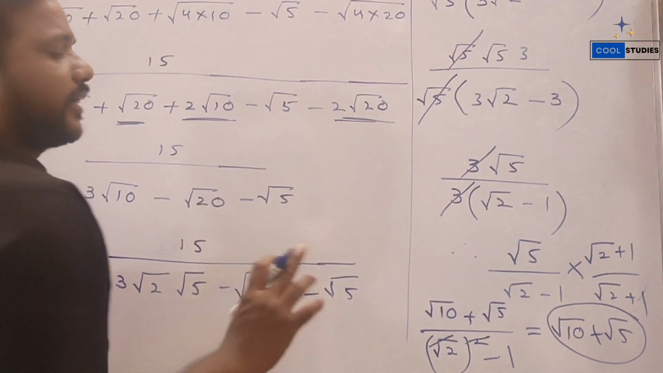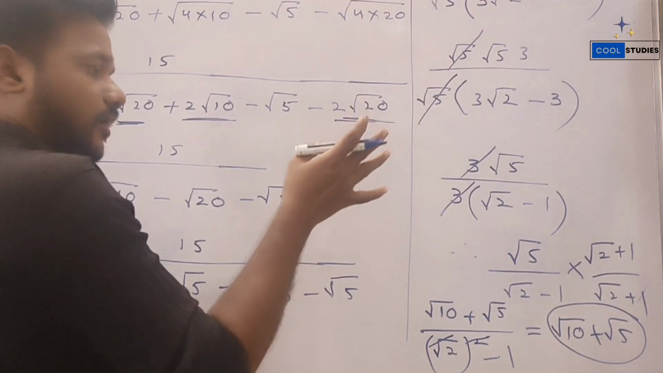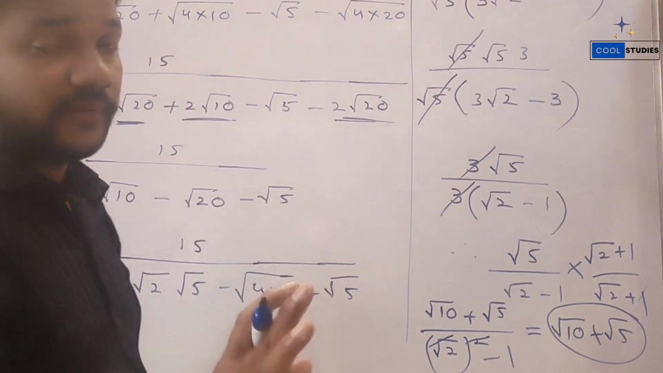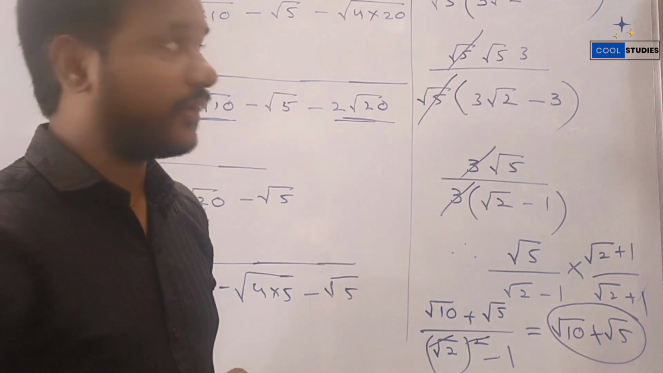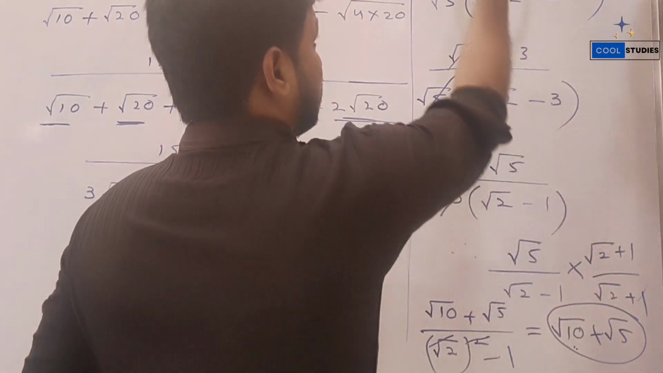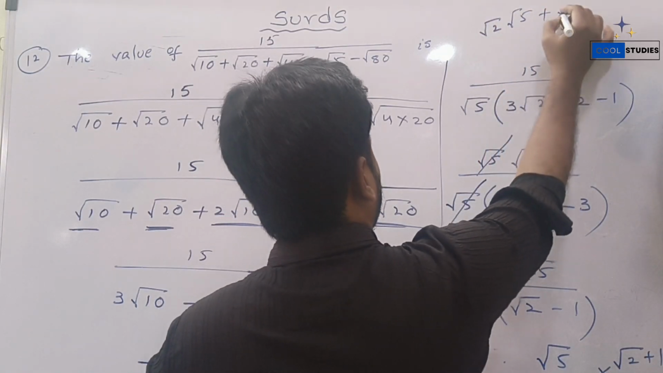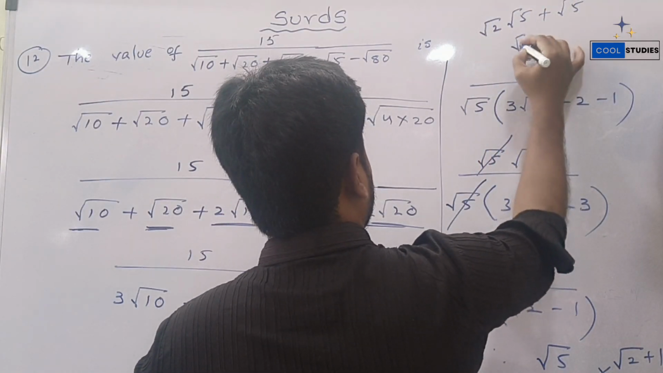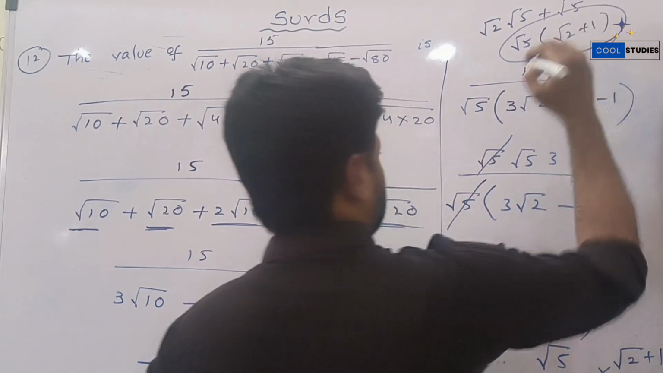Still, if you want to write this root 10 as root 2 into root 5, we can take root 5 common. We can write the answer as root 5 times root 2 plus 1 also. I hope you understand here. Root 10 we can write as root 2 into root 5, plus root 5. If we take root 5 common, we get root 2 plus 1. This is also an answer.